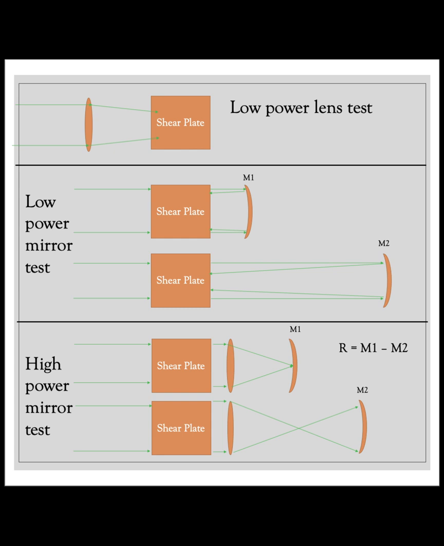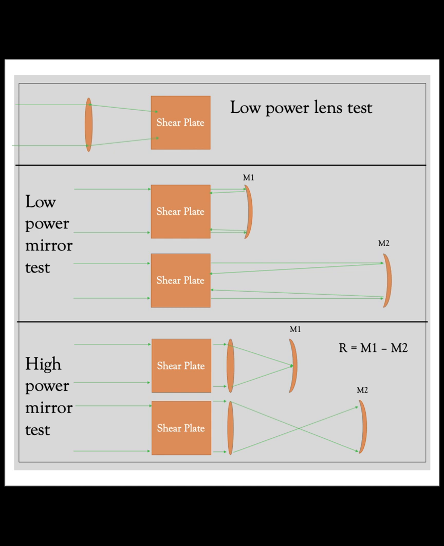This will allow us to backtrace and figure out what the radius of curvature of the wavefront is, and hence what the power of the lens or the mirror had to be. For the low power elements, this is exactly how we determined what their power was. But for the high power element, we had to get a little bit more creative.